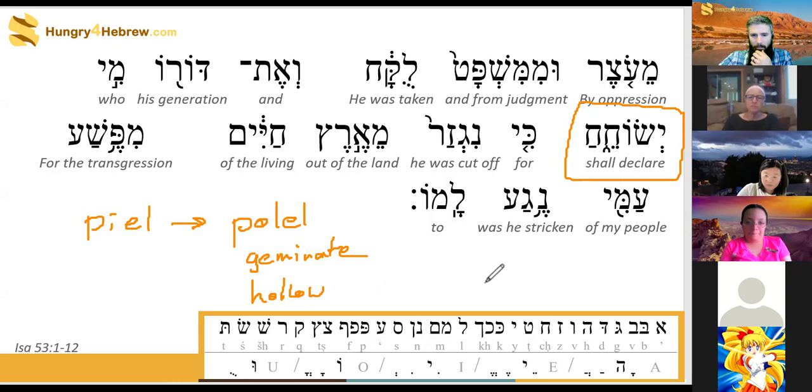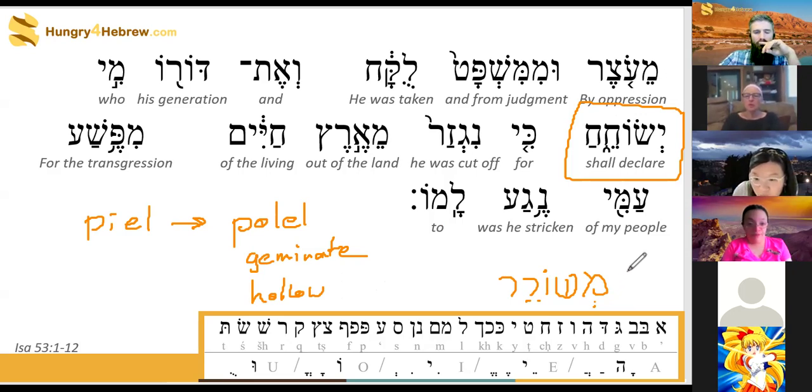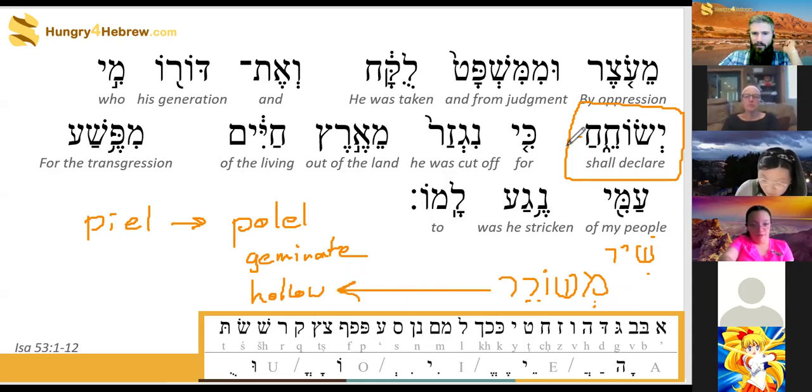or hollow roots, like mishorer. What's the root of mishorer? Sheen, Resh? Shir. So this one is from a hollow root, and this one is from a geminate root. Those are the only two groups of roots that you will see showing up in the polel, and its passive would be polal.